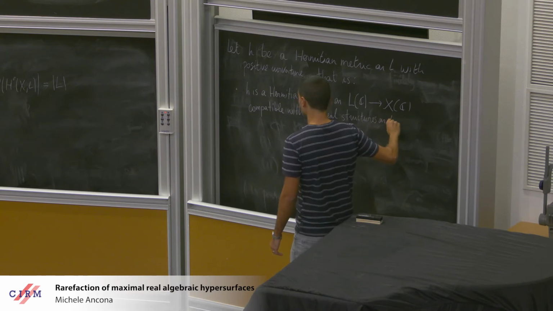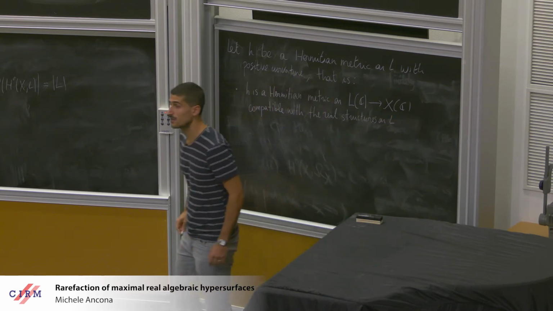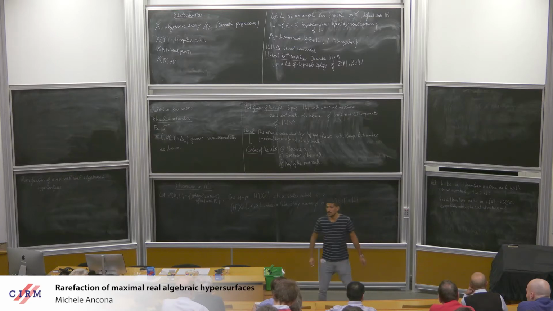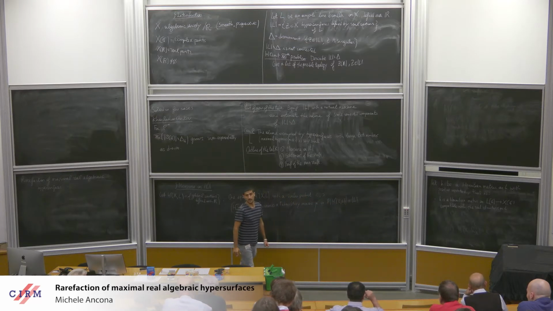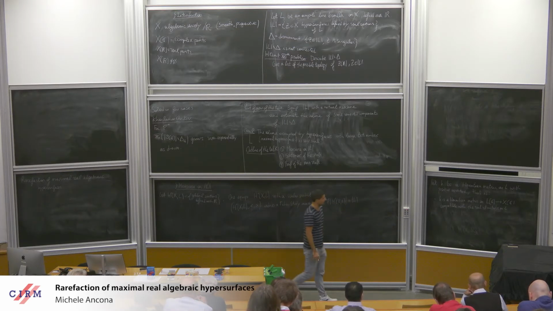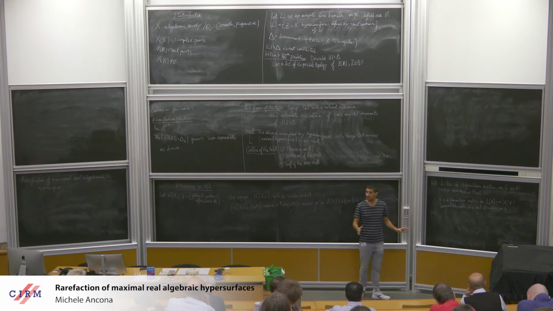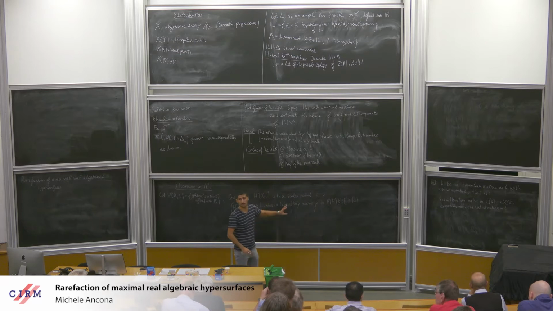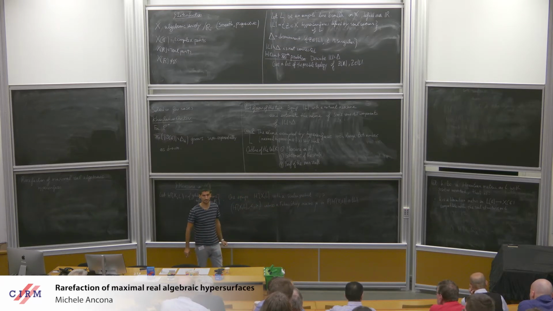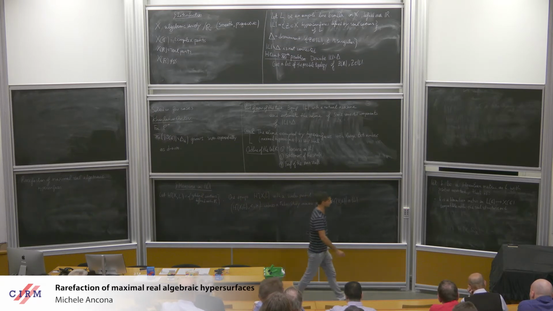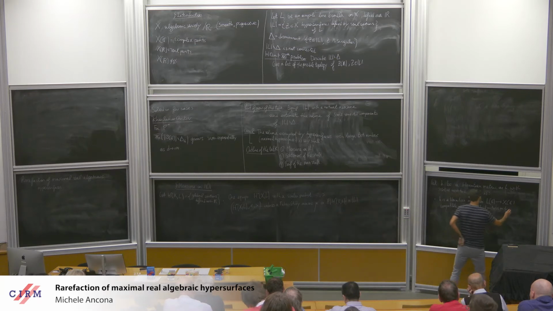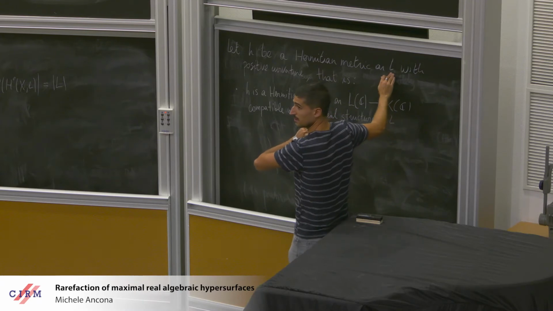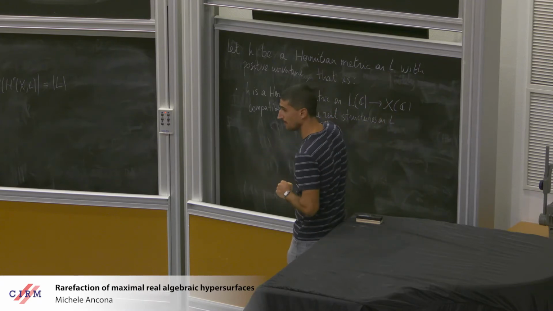But it doesn't need to be holomorphic. Sorry? The metric does not need to be holomorphic. No, actually a metric cannot be holomorphic in any case. It can be real analytic, but I'm only asking that it is smooth. And this is for the Hermitian metric on an algebraic line bundle defined over R.